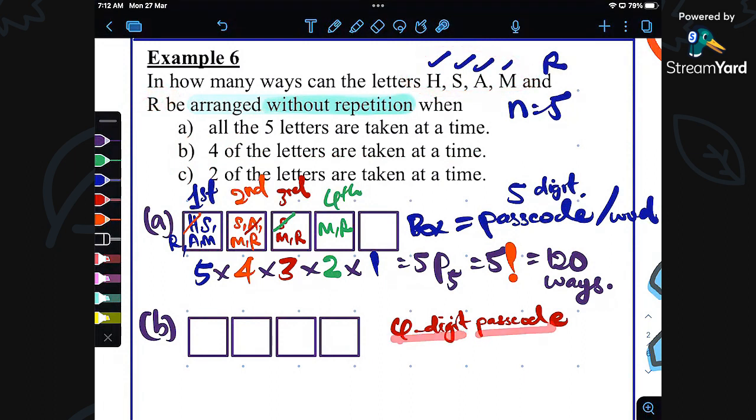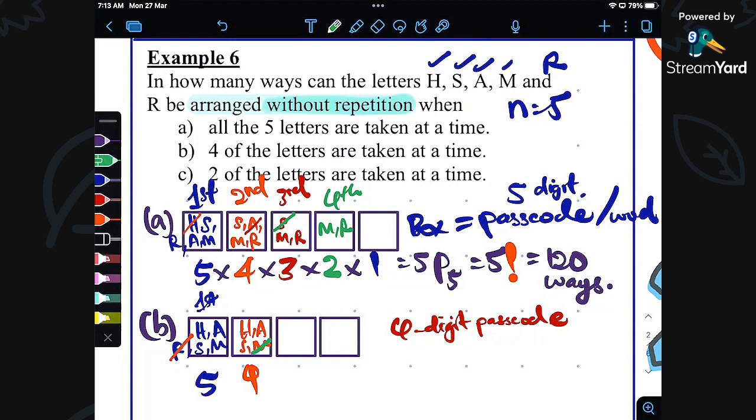Dia nak create 4 digit passcode ni saja, bukan lagi 5. And so the first box here, it could either be H or A or S or M or R. Still, huruf yang pertama boleh jadi apa-apa huruf pun daripada 5 ini. Okay, so let's say you already pick R, tinggallah H, A, S and then M, tinggallah 4 huruf.